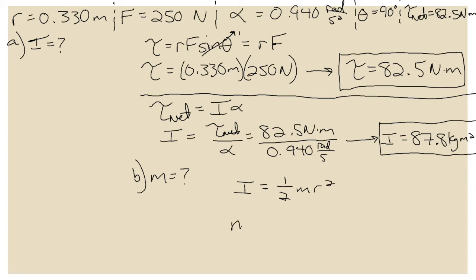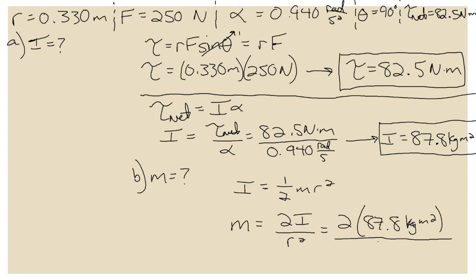And so if we're going to solve this for m, we're going to want to multiply both sides by 2 and then divide by r squared. So we have 2I over r squared. And so we plug in here 2 times our 87.8 kilogram meters squared, and we're going to divide that by r squared. R, remember, is 0.330 meters, and we're going to square that.